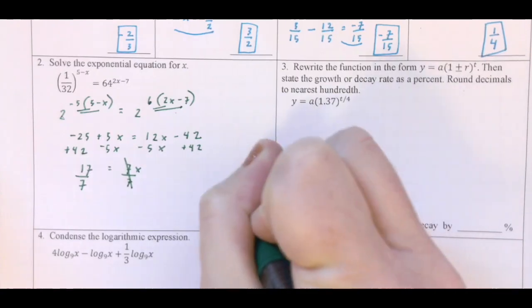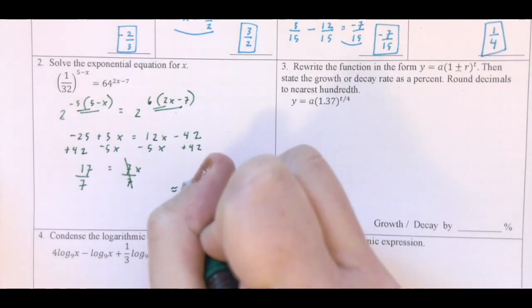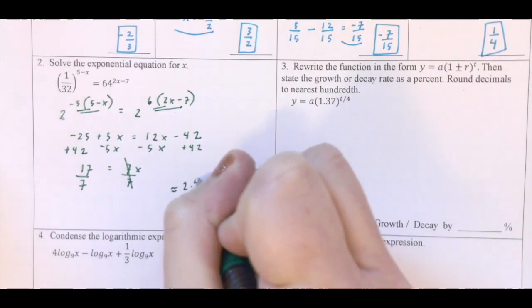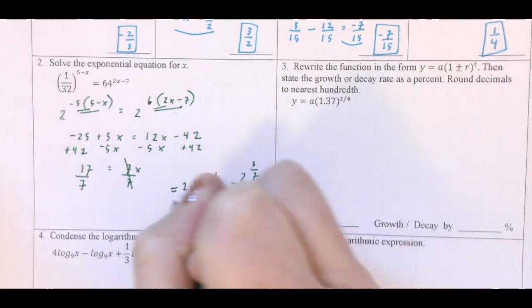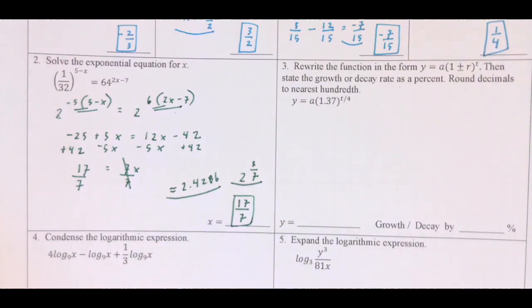I will take that. If you want to give it to me as a decimal, 4 spots is good. So 2.4286 would be your decimal approximation to the nearest 10,000, 4 decimal spots.